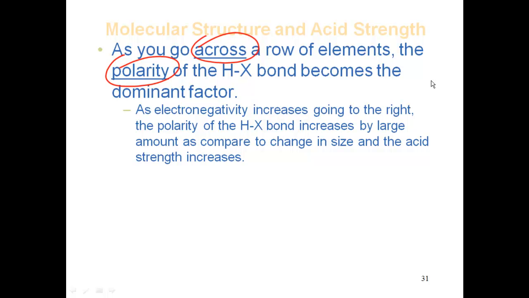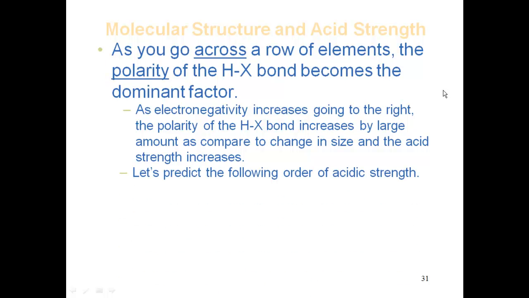As electronegativity increases going to the right, the polarity of your HX bond increases by a larger amount. Remember, electronegativity is increasing going to the right, as compared to the change in size, so the acid strength increases. Okay? So let's look at some. Look at H3N, H2O, and HF. I want you to predict which one would be the stronger acid.